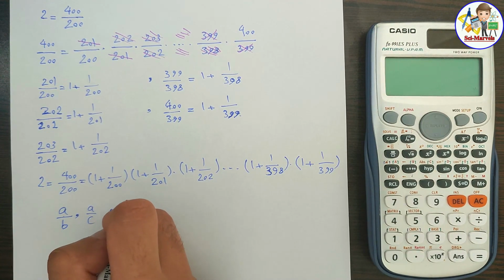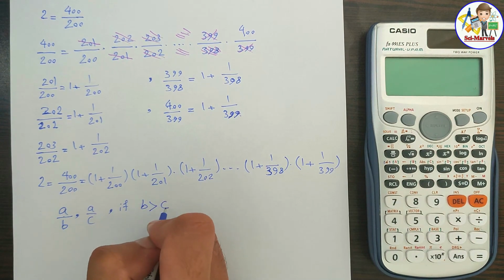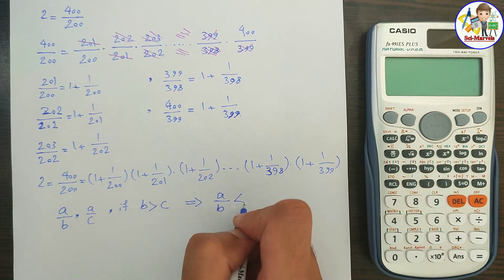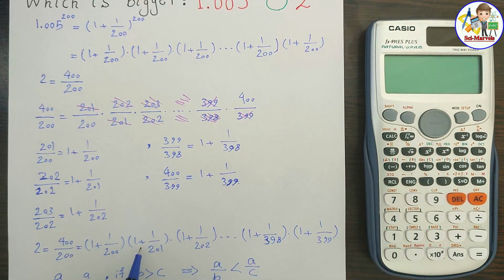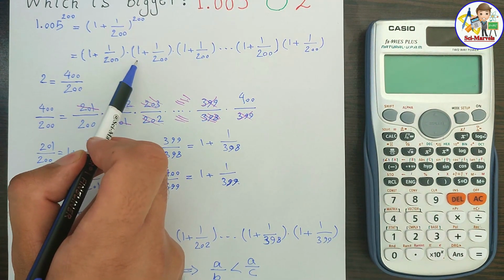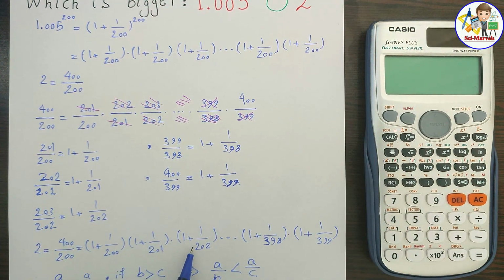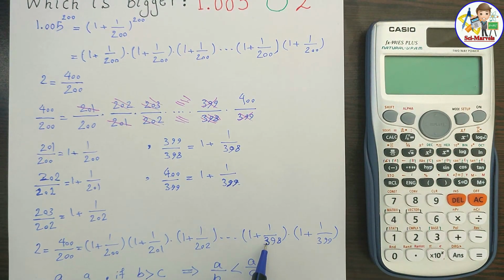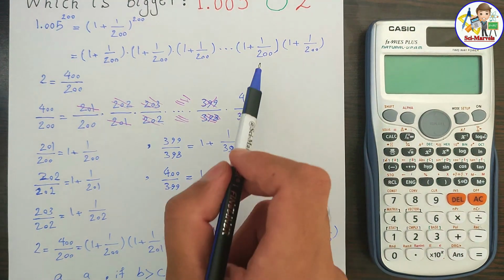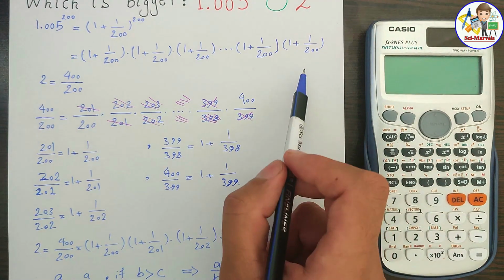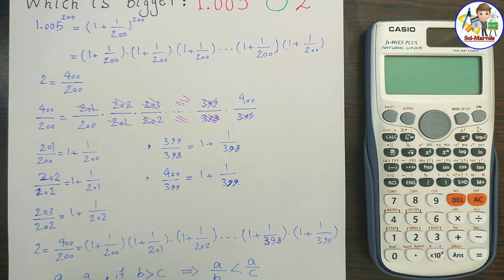b and a over c, if b is greater than c, then a over b is less than a over c. So by using this principle, from the second fraction, from this equation, 1 plus 1 over 201 is less than the similar term. And 1 plus 1 over 202 is less than the similar term. Also, for the second last, 1 plus 1 over 398 is less than this term, and so on. Therefore, this is always less than this one.